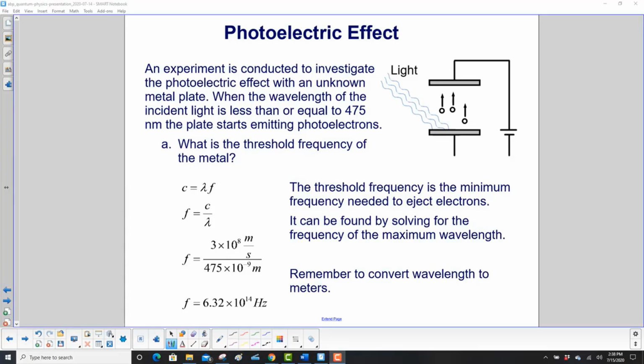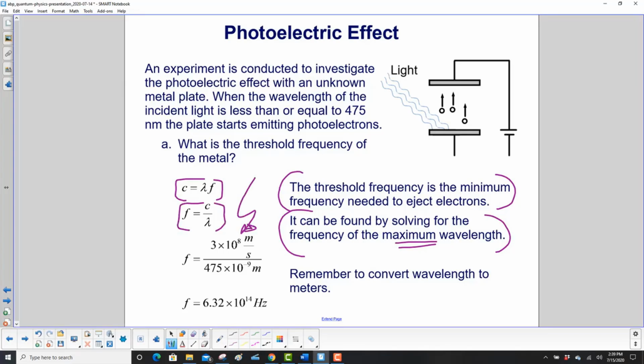What is the threshold frequency of the metal? Well, the threshold frequency is the minimum frequency needed to eject electrons. It can be found by solving for the frequency of the maximum wavelength, right? Because wavelength and frequency are inverse. So we use the speed of light here. c is equal to lambda f. Solve for frequency. Input in the speed of light, right? Because we're talking about the photons, which move at the speed of light.